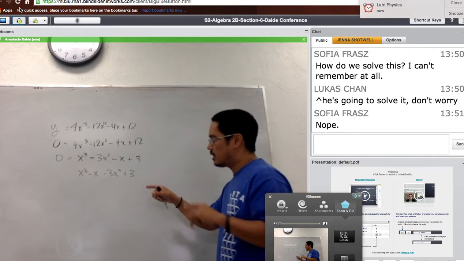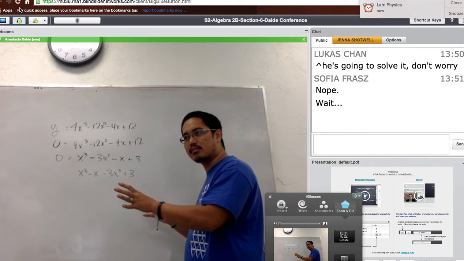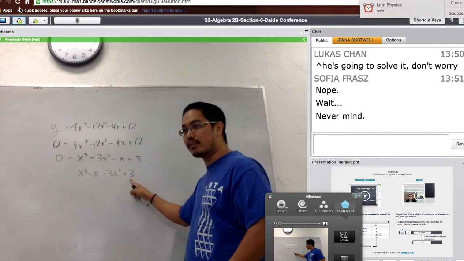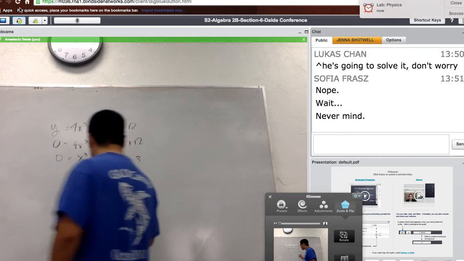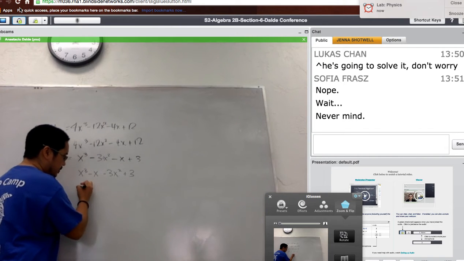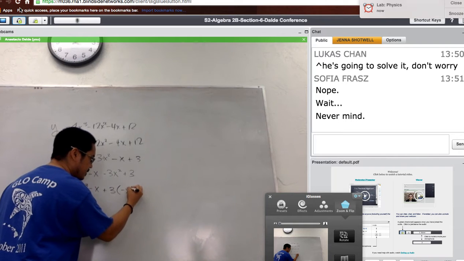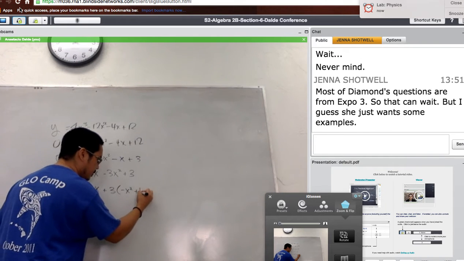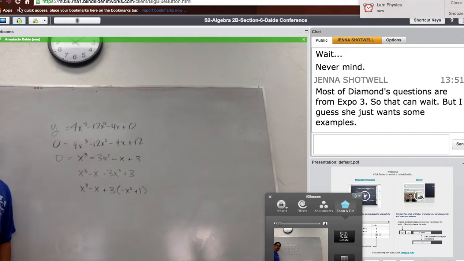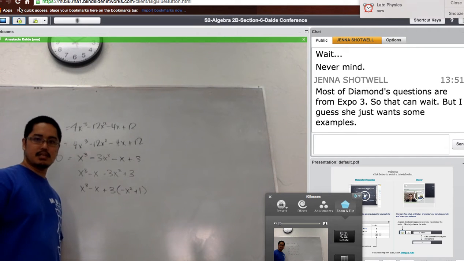I was thinking, could you just separate it? I can kind of see two separate things here. Why don't I pull a 3 out of here? I'm going to think of this as x cubed minus x plus 3 times negative x squared plus 1. What? Okay, you're saying that doesn't make any sense.